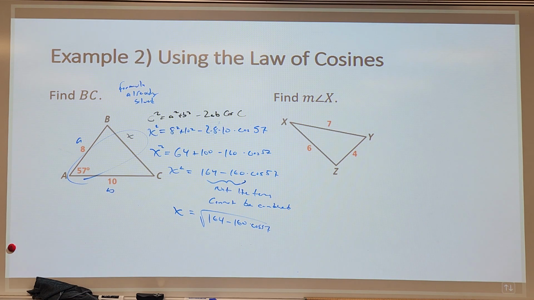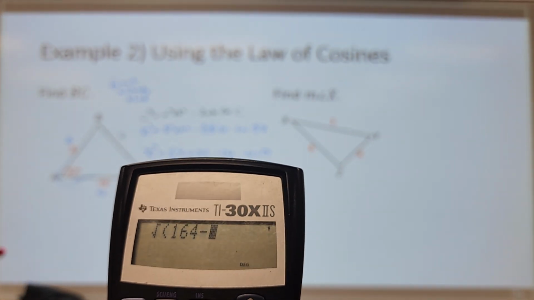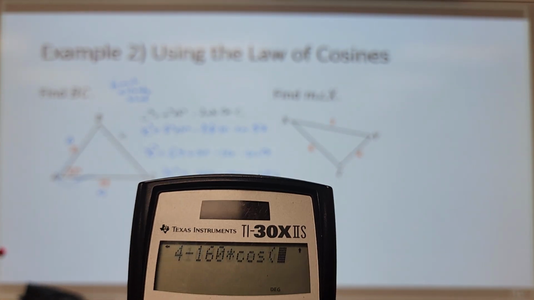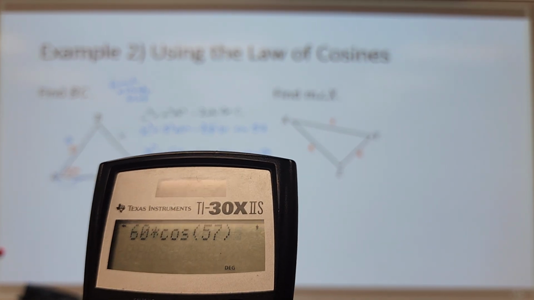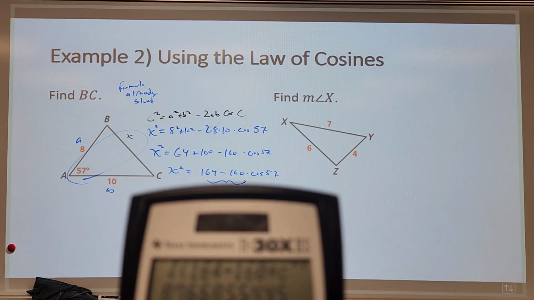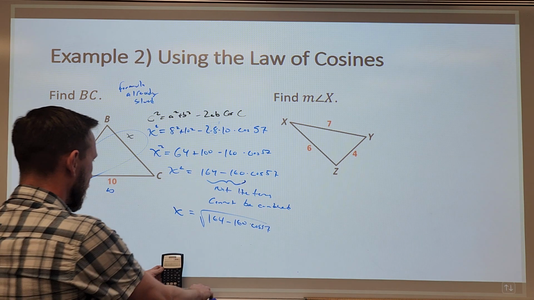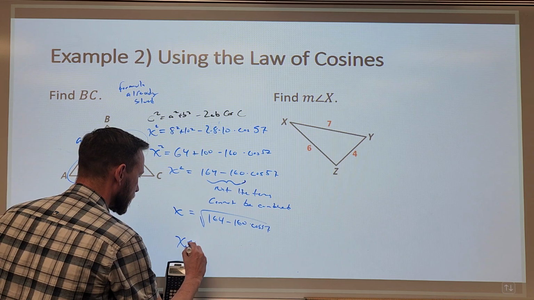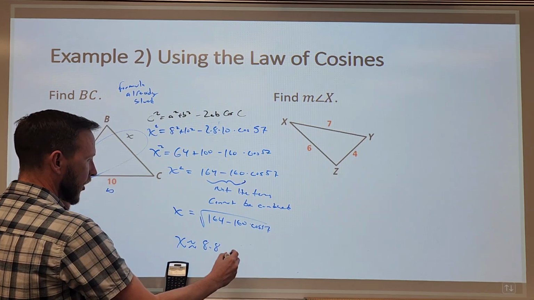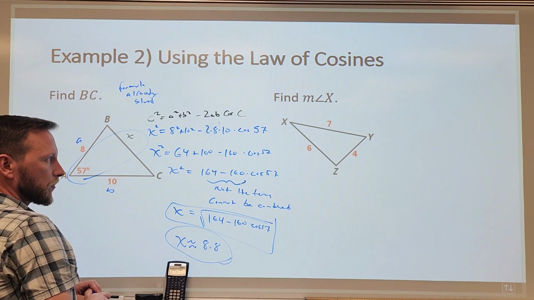So the square root of, and by the way, I said already solved. Obviously, we just have to do a square root on that. So I'm going to do the square root of 164 minus 160 times the cosine of 57. And as long as I type all that correctly, then I will find that the length of that side is 8.7668 or 8.8. X is approximately 8.8, and then whatever the units are. This is what x is approximately equal to.